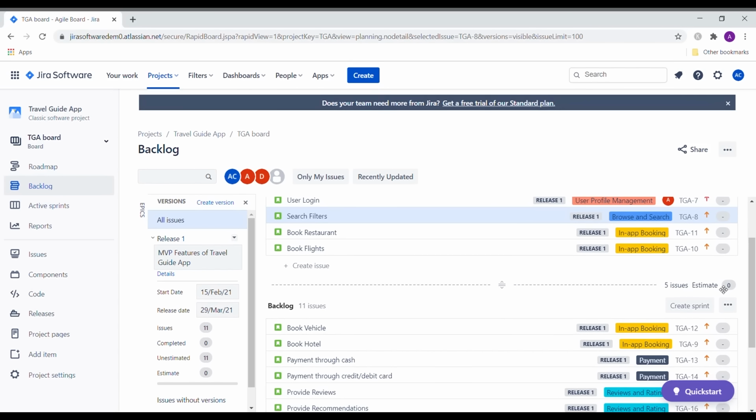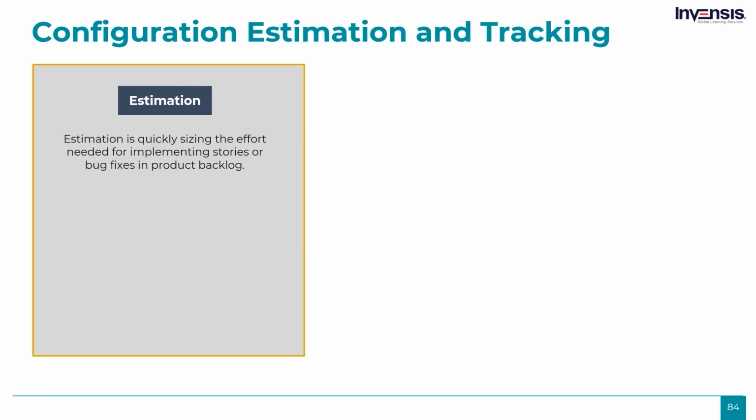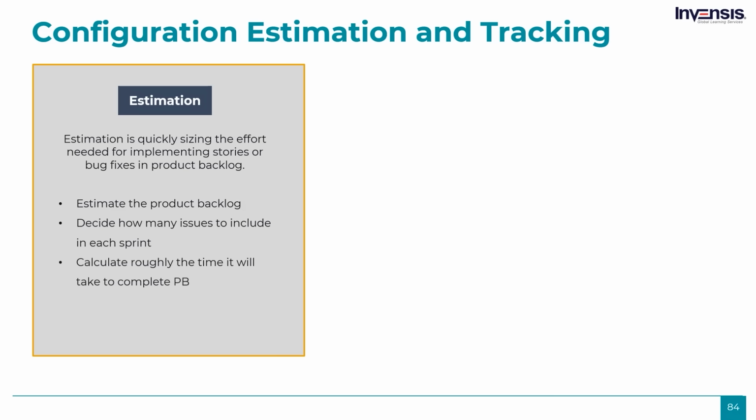So, what exactly is estimation? Estimation is simply measuring the effort needed for implementing stories, or bug fixes in the product backlog. You can estimate the product backlog, decide on how many issues to include in each sprint, or just calculate roughly the time it will take to complete sprint backlog items or product backlog in total. Traditional software teams give estimates in a time format: days, weeks, months. Many Agile teams, however, have transitioned to story points.